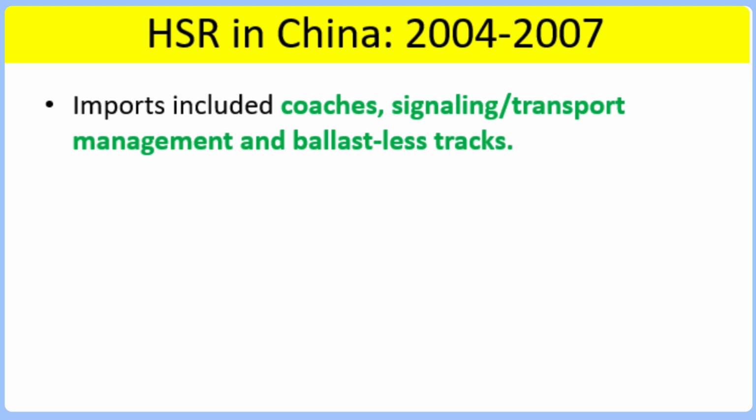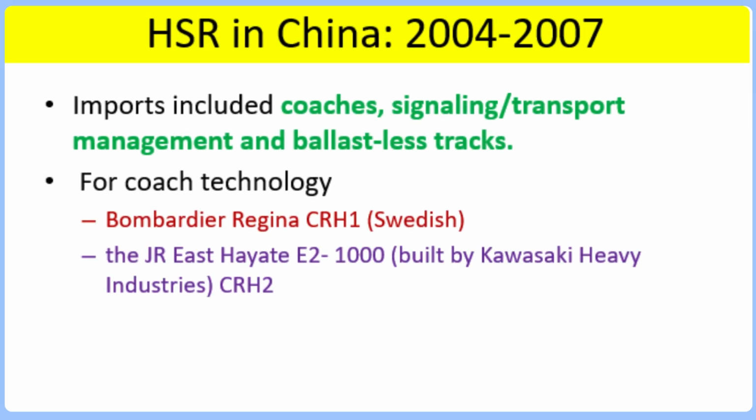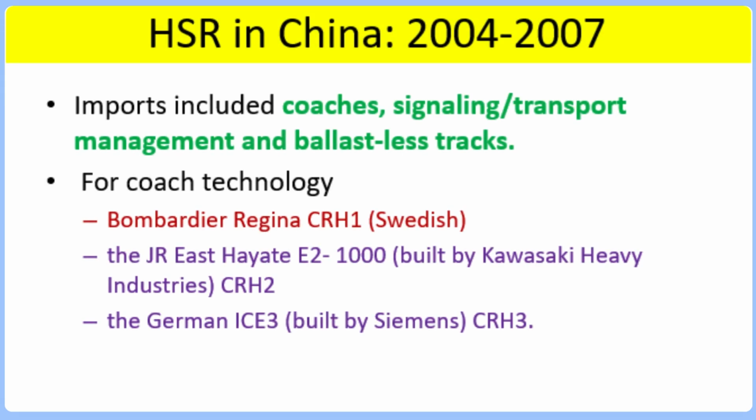For coach technology, 4 base designs were selected. The Swedish Bombardier Regina was manifested into the CRH-1 design of China. The JR East Hayate E2-1000, built by Kawasaki Heavy Industries, resulted in the CRH-2 design of China. The German ICE3, built by Siemens, resulted in CRH-3. The Alstom Pendolino resulted in CRH-5.